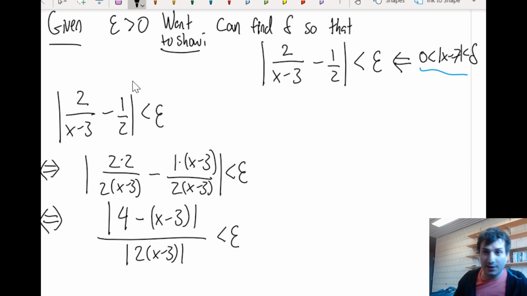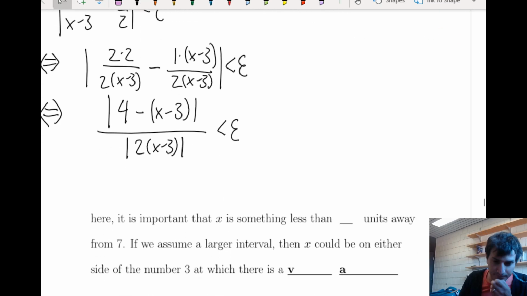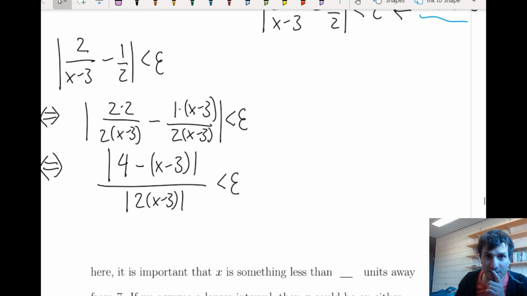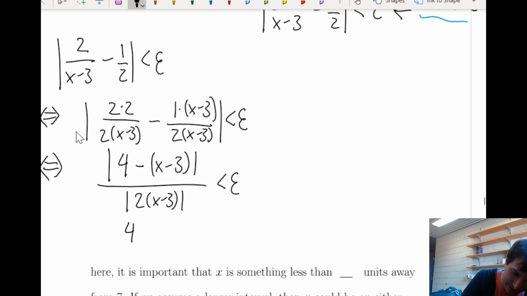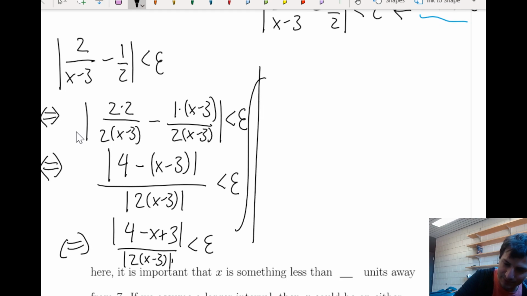Great. All right. And then simplify a little more. 4 minus x, but then plus 3. 4 minus x plus 3. I'm trying to think if I made a mistake here or something. Okay, yeah. 4 minus x plus 3. Okay, it's good. Okay, this is why it's good to do it slow. Don't mess up your minus signs, or you're going to have a bad day. Okay, less than epsilon. And 4 minus x plus 3 is also known as 7 minus x.